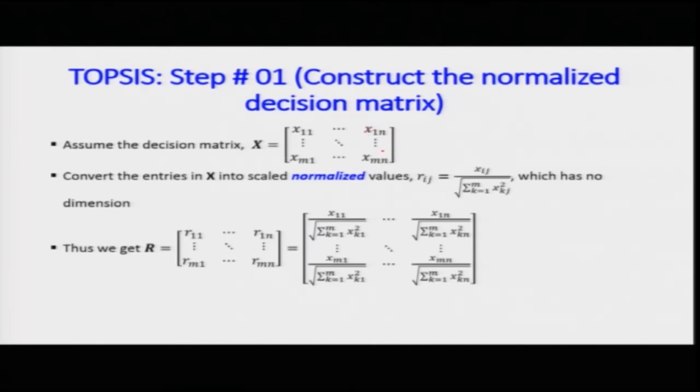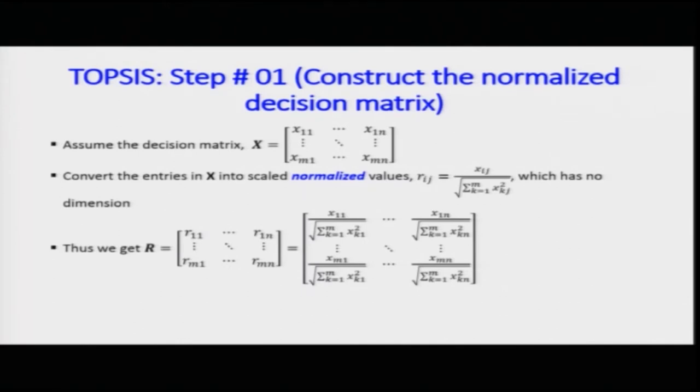Similarly, if I go to the last row, xm1 would be the value accruing from criteria 1 to the mth alternative. Similarly, xmn would be the value accruing from the nth criteria to the mth alternative. Once you have these decision values, which will be given, you need to find out the normalized values.